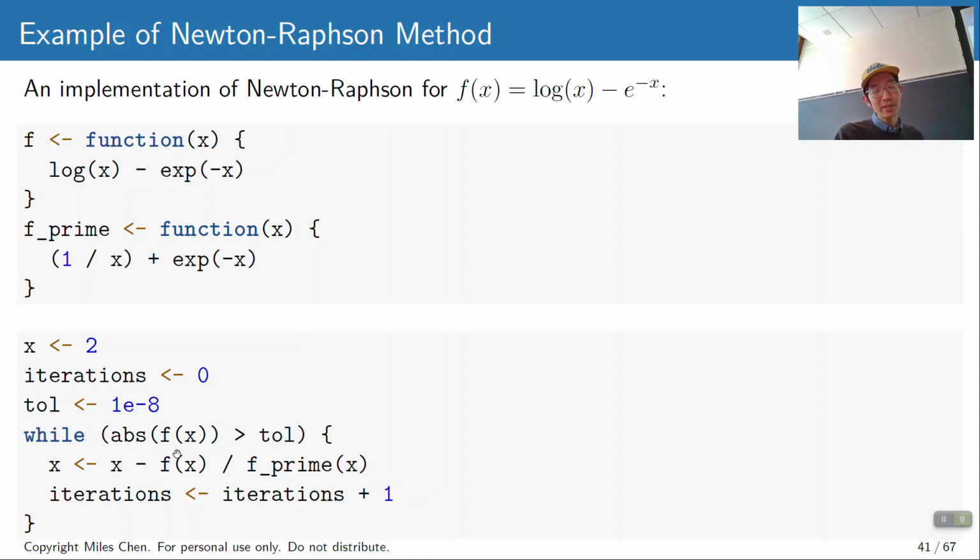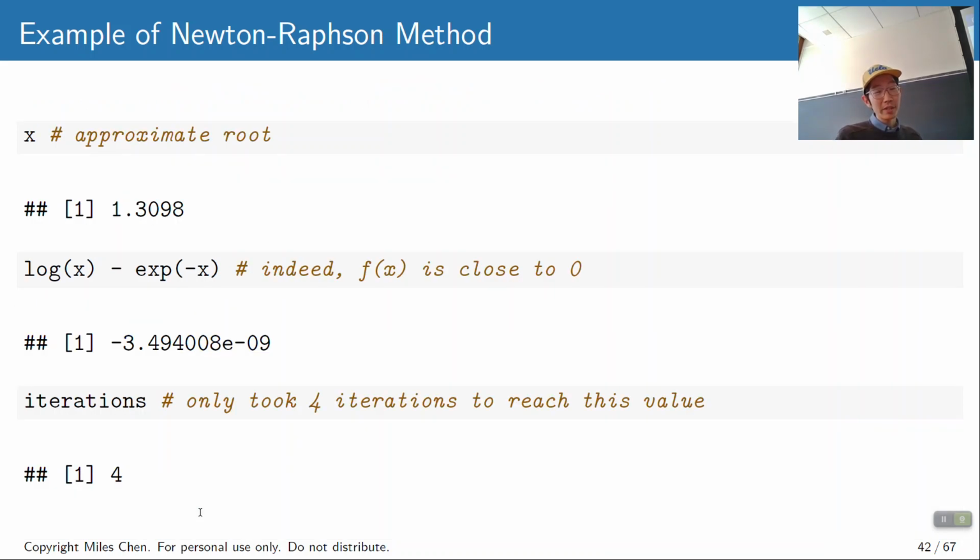And while the absolute value of f of x is greater than my tolerance, we'll keep running. And we'll say the next value is going to be x minus f of x divided by f prime of x. That's going to be x. Increment my iterations, and boom, that's the Newton-Raphson method. And look at that, we got 1.3098. So sure enough, that's our approximate root. I plug that in, and sure enough, that value is pretty close to 0.